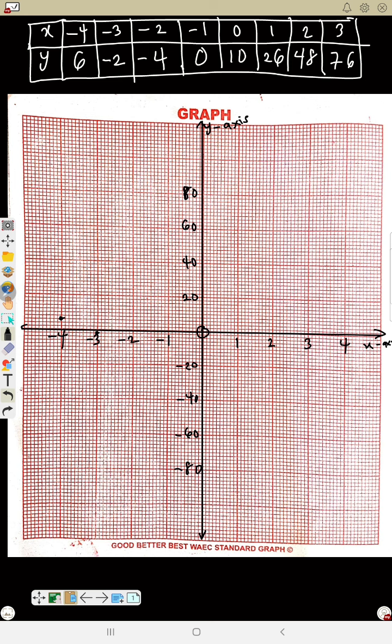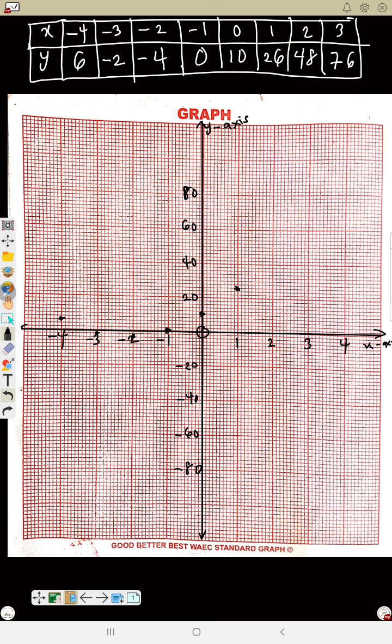When x is minus 2, y is minus 4, so that will be 2 points down. When x is minus 1, y is 0, this point. When x is 0, y is 10, that is 2, 4, 6, 8, 10, the middle. When x is 1, y is 26, so that will be 22, 24, 26. No, that is 28 because it's 2 each, so this is 22, 24, 26.